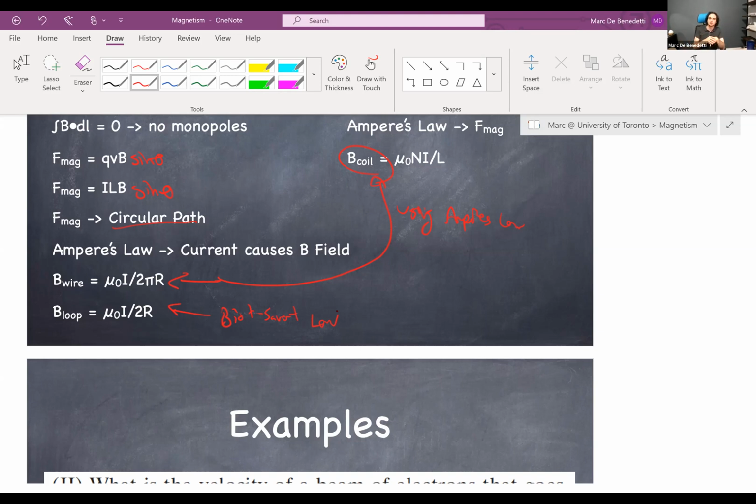I want you to kind of know why that is and what that's used for, but I will never require you to set up a Biot-Savart law. You just simply have to know what the B field at the center of a single loop is.